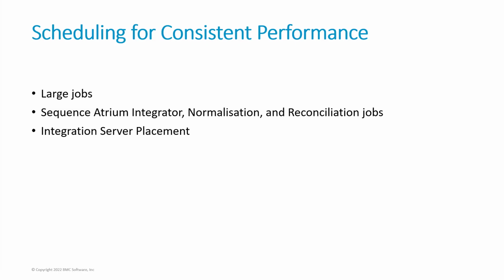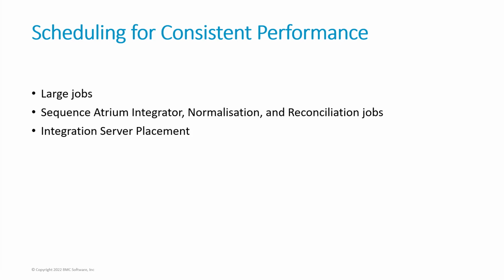Break up large jobs into smaller chunks by adding a qualification and run them concurrently. Doing so will reduce the load on reconciliation. Each chunk will be processed faster and have less of an impact on the system. Do not run Atrium Integrator, normalization, and reconciliation jobs at the same time because they may query or update the same data and have an impact on the system resource availability.